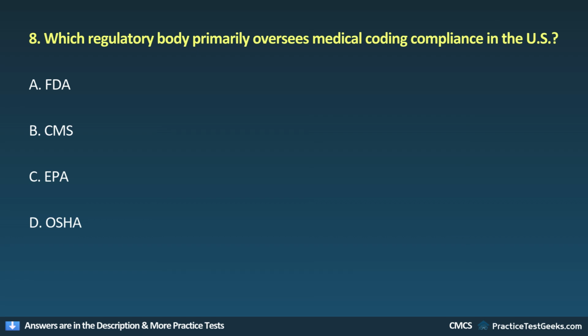8. Which regulatory body primarily oversees medical coding compliance in the U.S.? A. FDA. B. CMS. C. EPA. D. OSHA.